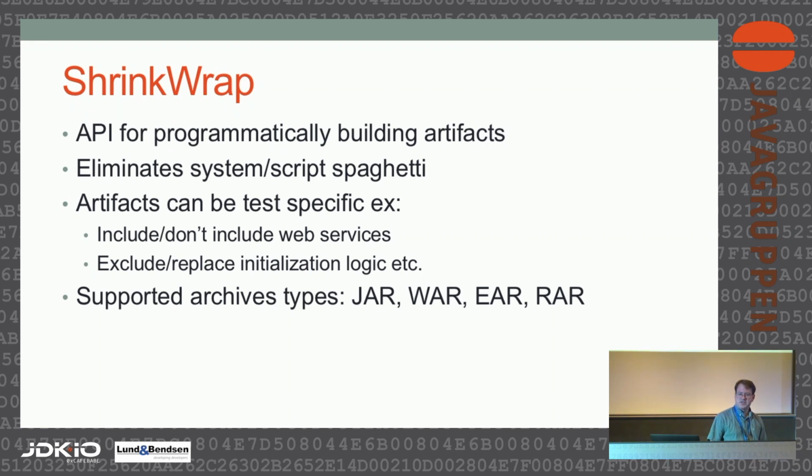Tying this all together, as I mentioned, ShrinkWrap is the API for programmatically building artifacts. It eliminates the script spaghetti. As you notice in the examples we've seen before, I have not made changes to the build system in order to do this, other than pulling in the dependencies for Arquillian. I've not had to build up something where I construct a war file as part of the test, before you actually produce the final war file. It supports different outputs, so you can generate a jar, a war, an ear, I think a RAR, etc. So you can test all of these outputs.